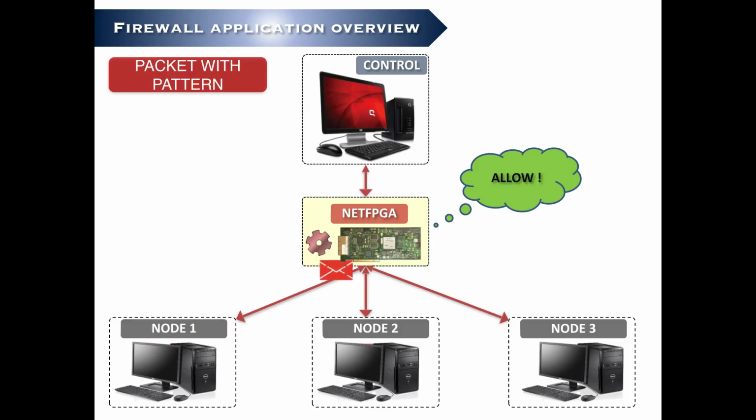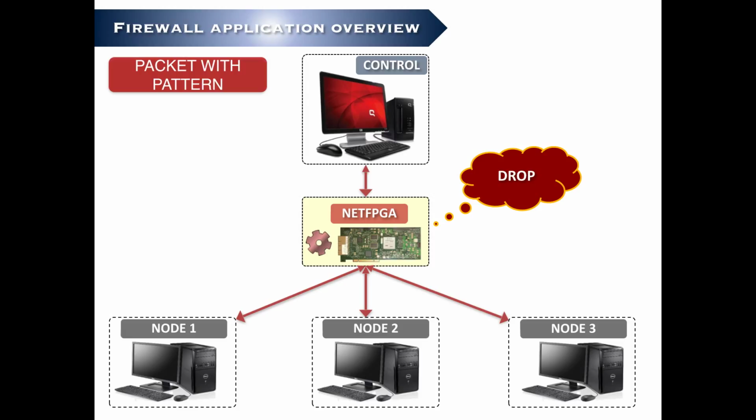Let's assume the next packet comes in with a pattern that we want to match, and the source address of node 1 is actually in the drop list, which is a deny list, and this packet will be dropped in the NetFPGA itself. It won't be rerouted to the destination.